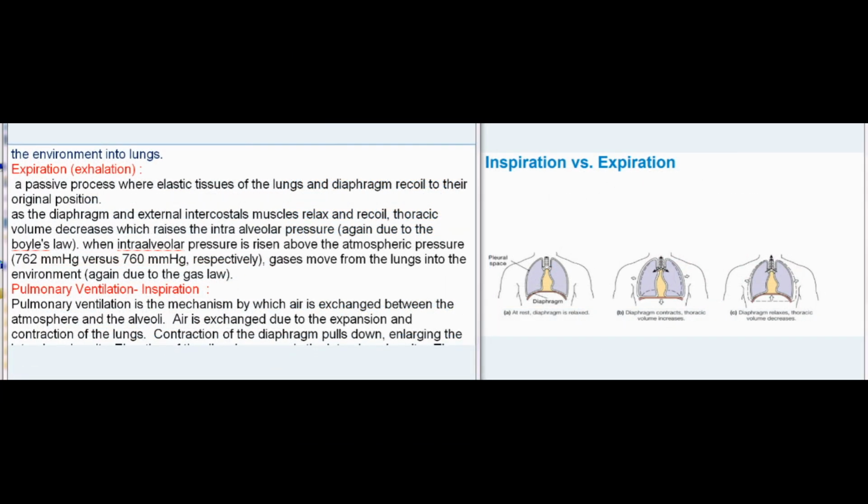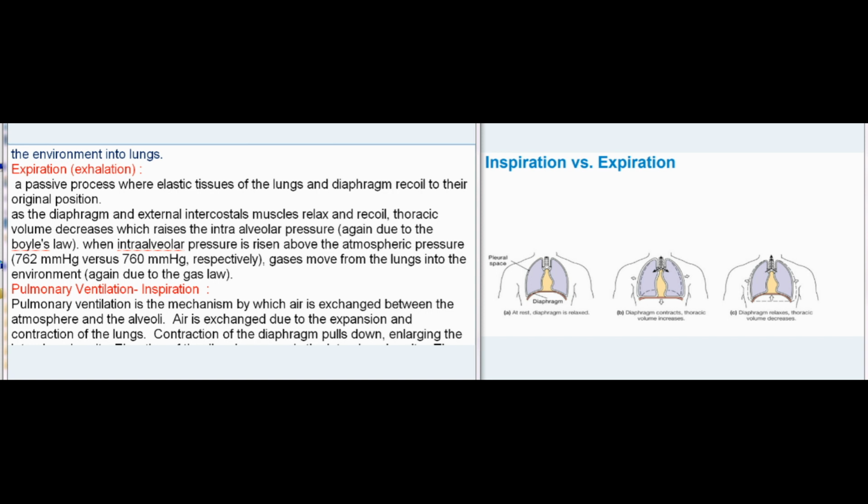Expiration, exhalation, a passive process where elastic tissues of the lungs and diaphragm recoil to their original position. As the diaphragm and external intercostal muscles relax and recoil, thoracic volume decreases, which raises the intra-alveolar pressure, again due to Boyle's law. When intra-alveolar pressure rises above the atmospheric pressure, 762 mmHg versus 760 mmHg, respectively, gases move from the lungs into the environment, again due to the gas law.